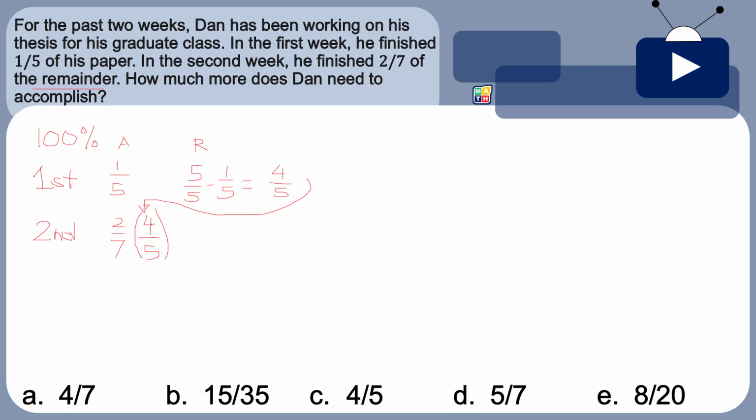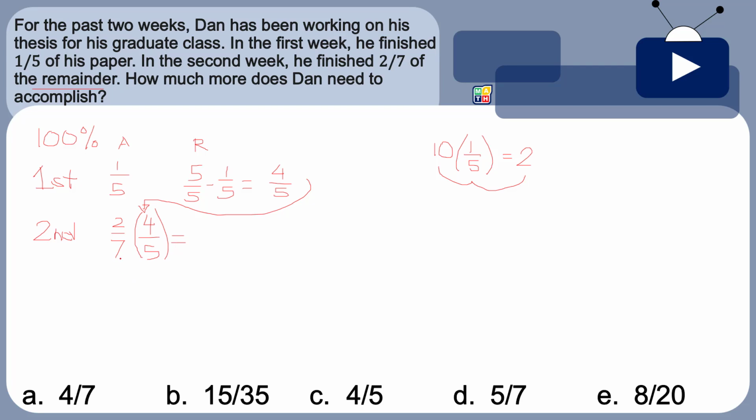Why multiplication? Say for example, you have exactly 10. How do you solve 1/5 of 10? You are actually multiplying 1/5 and 10. So if we have 10 and you're solving for 1/5 of that, you are multiplying. So 10 times 1/5 is actually 2. So 2 is 1/5 of 10. That is why we are multiplying. We are not dividing, we are multiplying to get the total accomplishment of Dan for the second week.